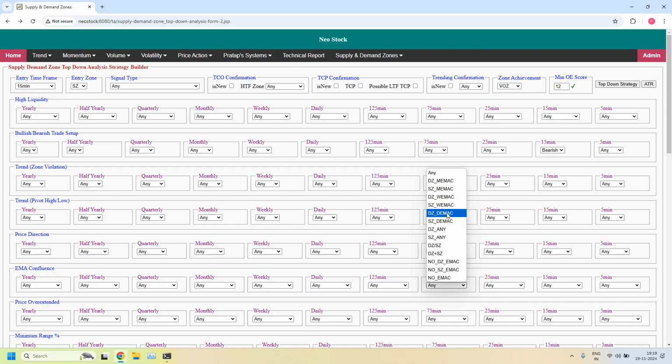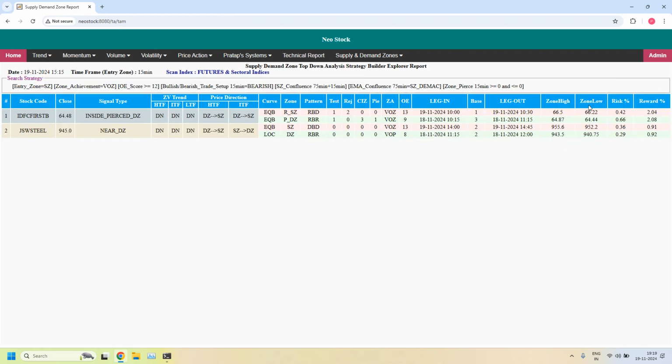So the 75-minute supply zone having daily EMA confluence filter is enabled. With this filter, we got 2 stocks. So these 2 are even more high probability setup supported supply zones.